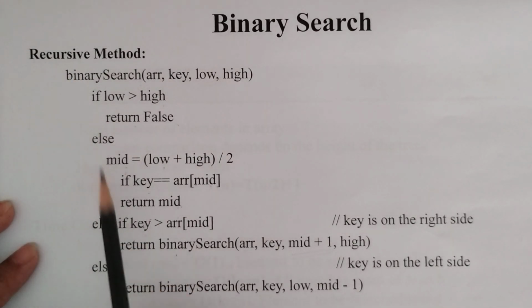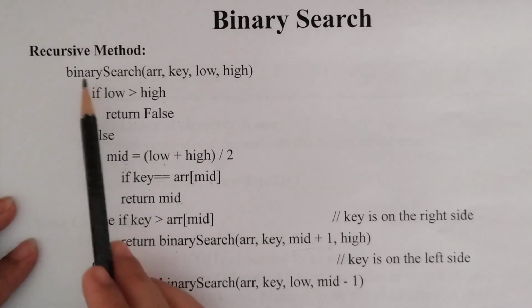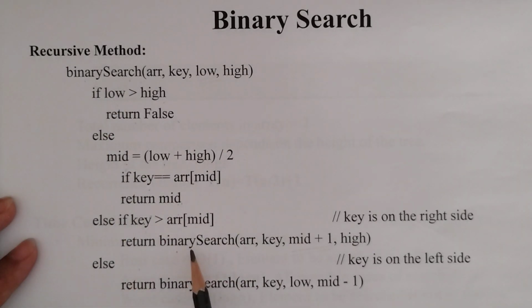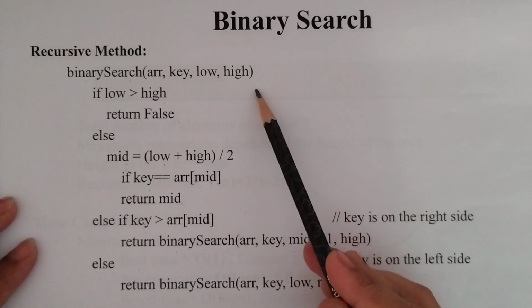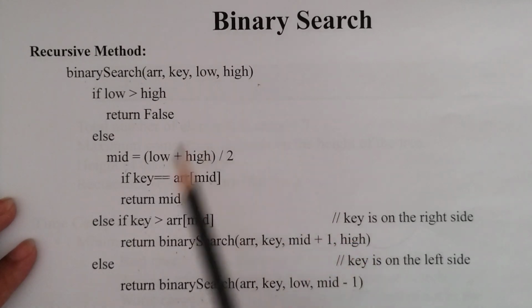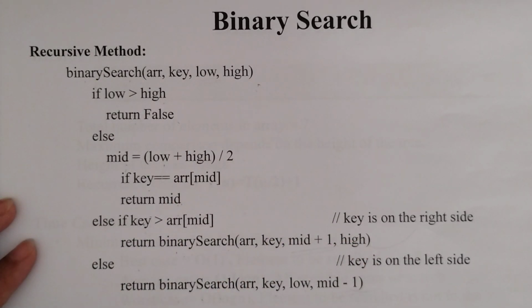Here you can see in this function we have recursive calls. This function is actually binary search. Inside this block you can see again I have a function called binary search, which means this function is calling itself again, one more statement which is calling itself. So this function is called a recursive function.